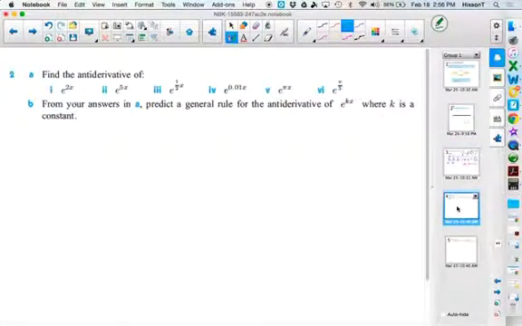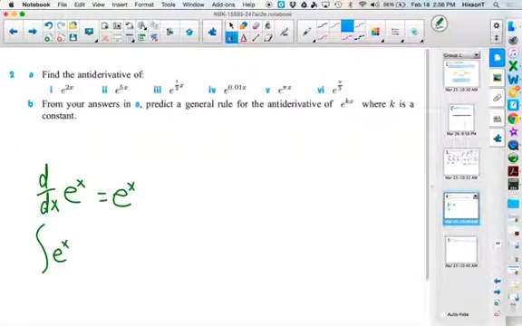Let's take a look at one other one. I didn't assign this one to you, but let's take a look at another one here. Let's start even simpler than the ones up here. The derivative of e to the x is what? E to the x. So what is the integral of e to the x? E to the x, right?